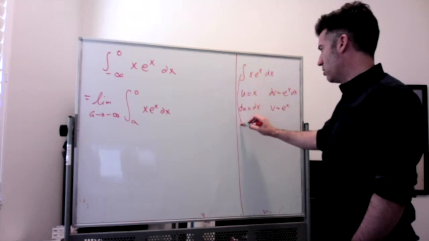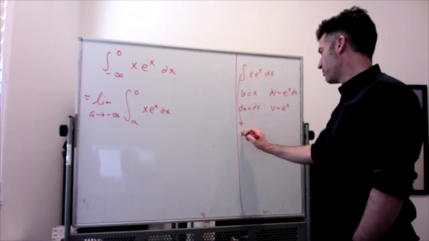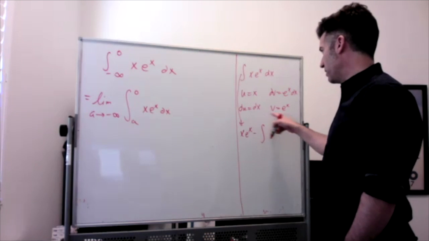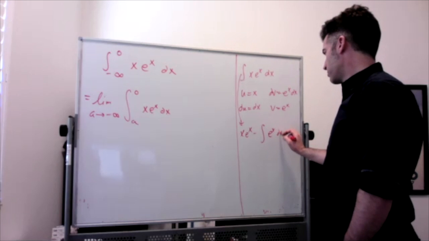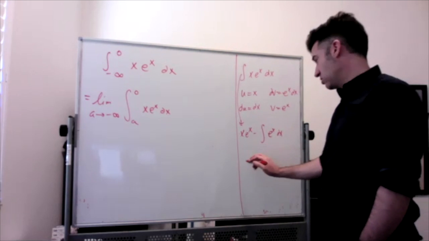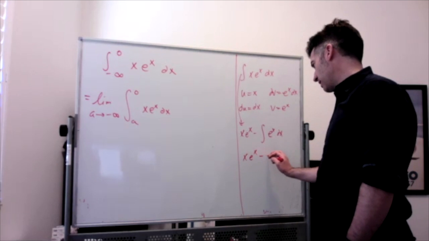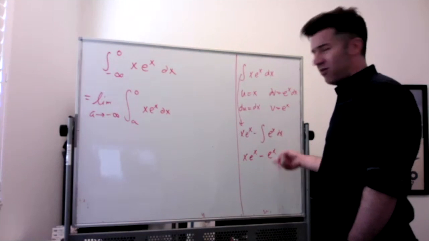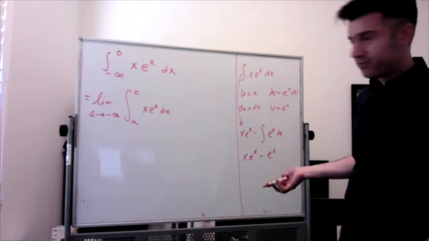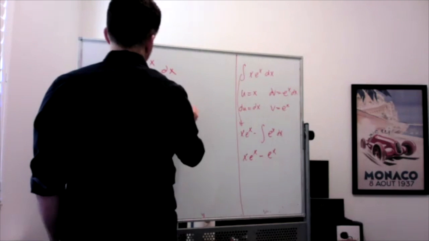So this is going to equal uv minus the integral of v du. The integral of e to the x is e to the x, so you just get x e to the x minus e to the x. I don't need to write the plus C because this is my own side work. So here's what I've got.